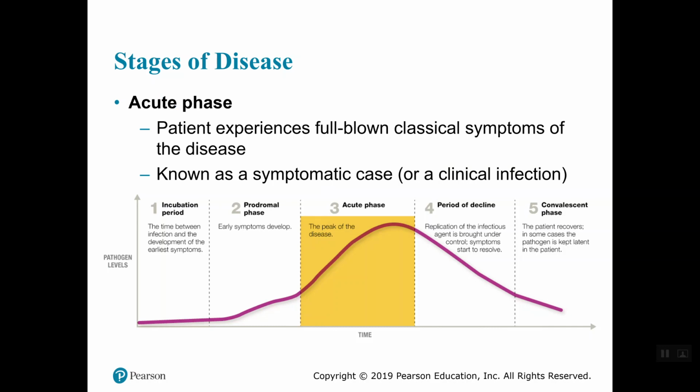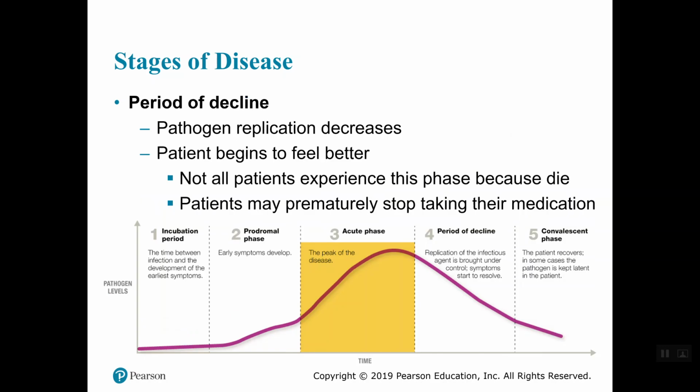Then we enter into the acute phase. This is when you've got those full-blown classic symptoms of the disease. For the head cold, you're sneezing, maybe you have some sinus pressure, your nose is running, your throat might be a little sore from that postnasal drip. This is known as a symptomatic case or a clinical infection. And this is usually the peak of the disease.